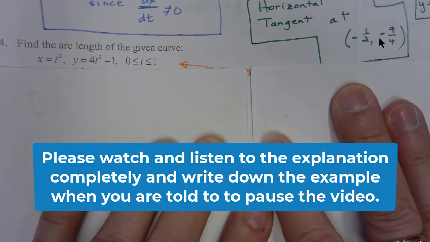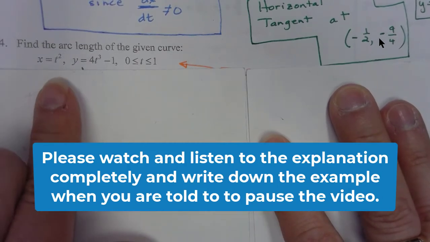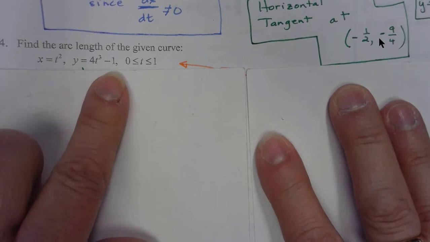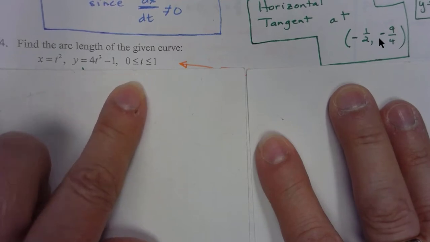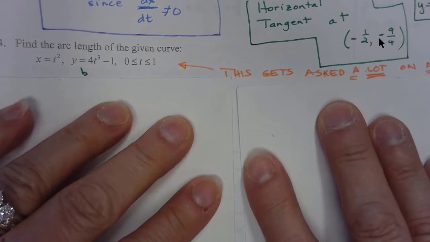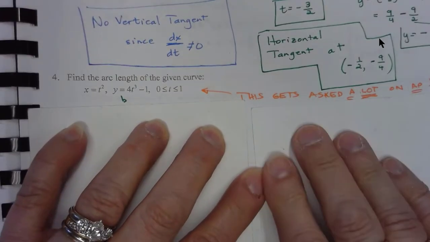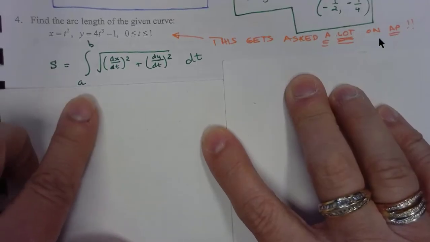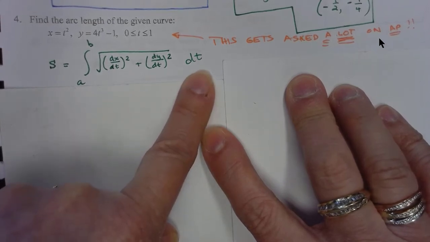Again, let me explain the problem, then you can write down the work at the end. Number 4, find the arc length of the given curve. x equals t squared, y equals 4t cubed minus 1, where t is between 0 and 1. This gets asked a lot on the AP exam. So our arc length is S equals, from a to b, the square root of (dx/dt) squared plus (dy/dt) squared, dt.